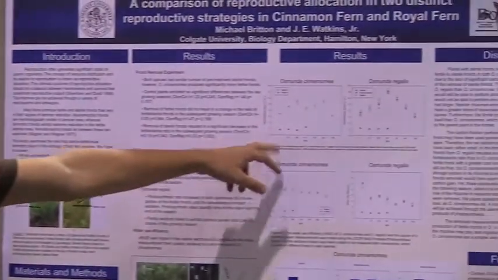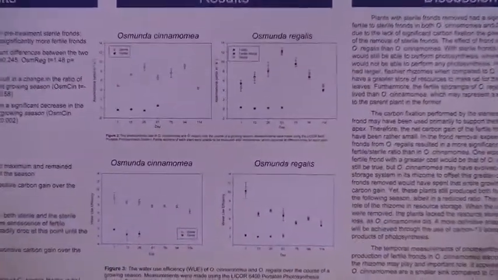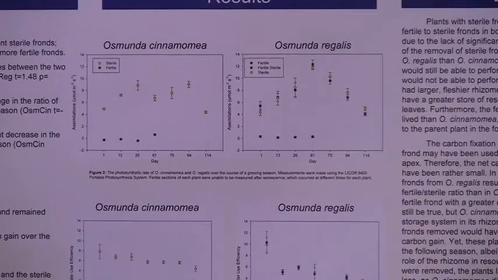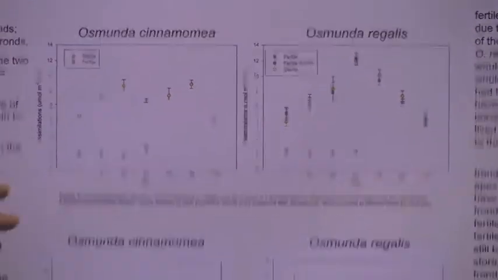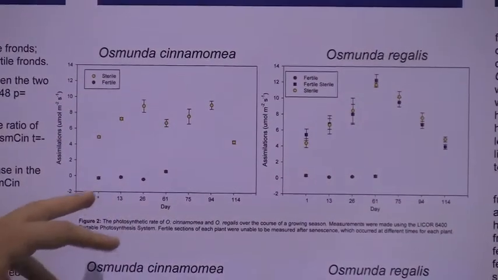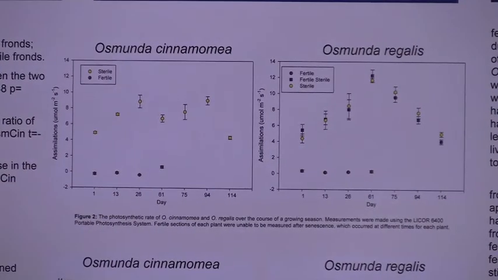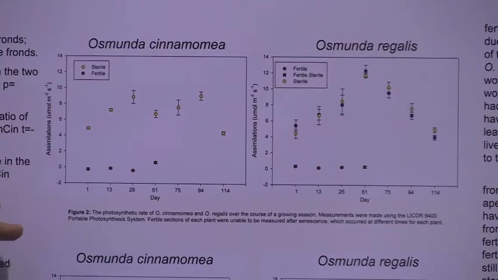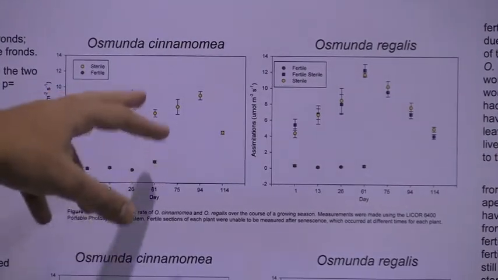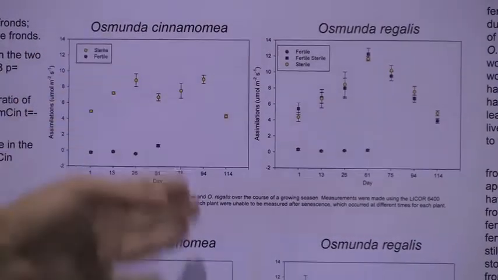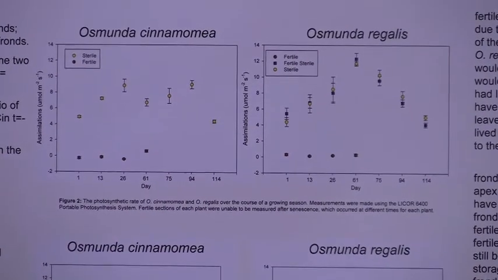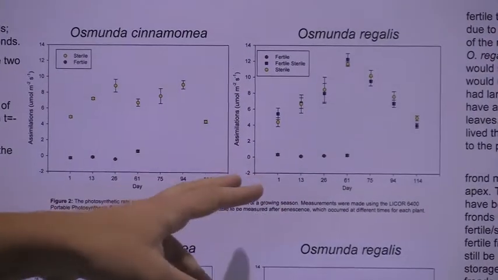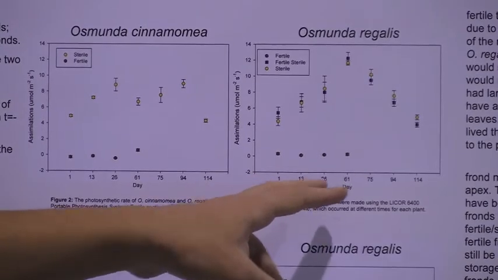So one thing we did is we tracked photosynthesis over the course of an entire growing season, and we found some very interesting results. The fertile fronds of cinnamon fern actually died somewhere between day 13 and day 26 of the growing season, and what this species did is the photosynthetic rate increased and sort of leveled out until it died at the end of the season. In royal fern, the fertile section of the fertile frond survived much longer.